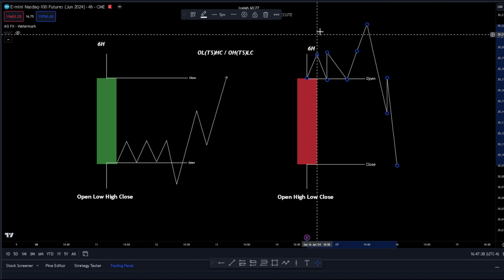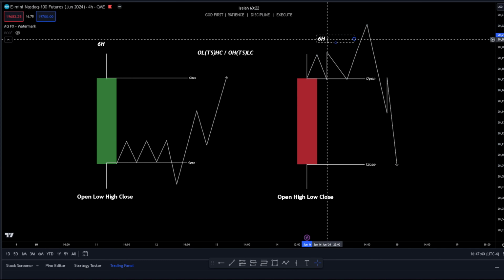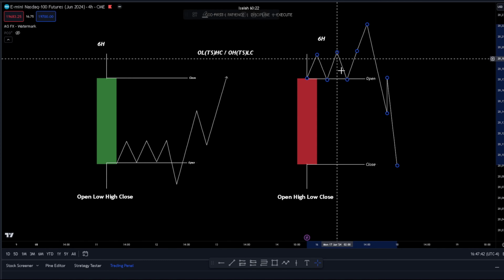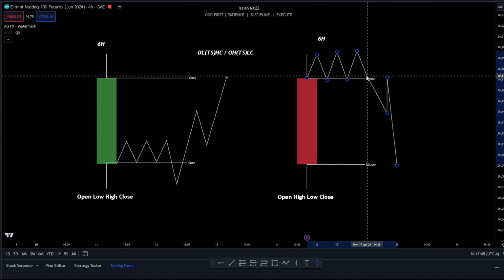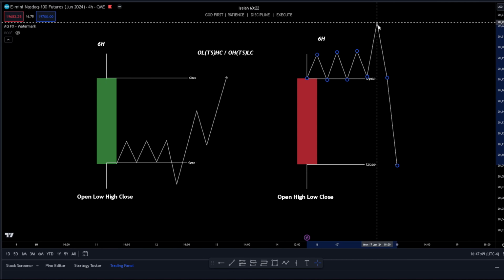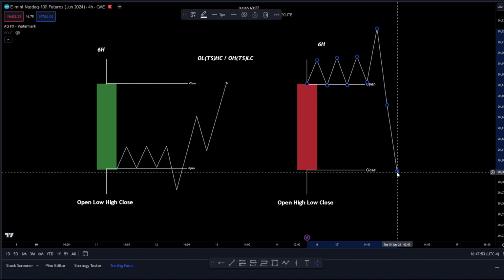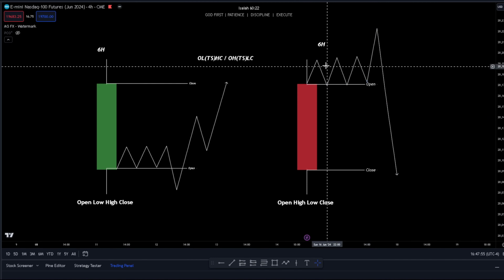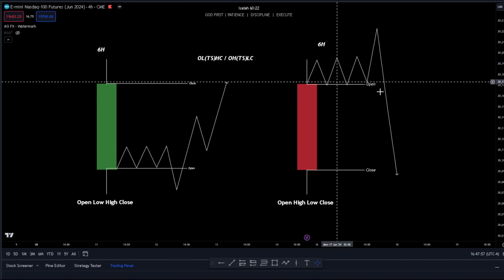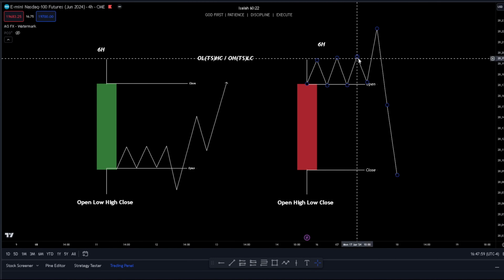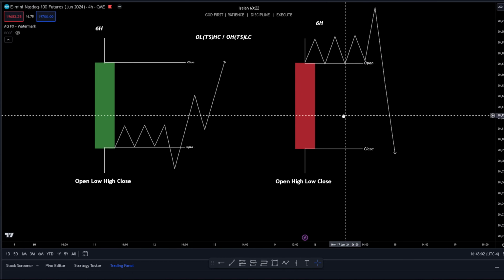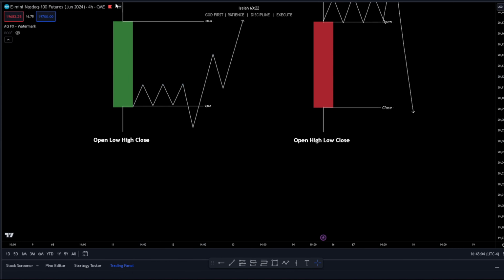Oh, this is sloppy. I gotta fix this. Let's say it like this. We manipulate, boom, push price lower. So this is what you want to see. You want to see us accumulate, build up liquidity, take out all that liquidity, and then go lower. So let's hop into the charts.